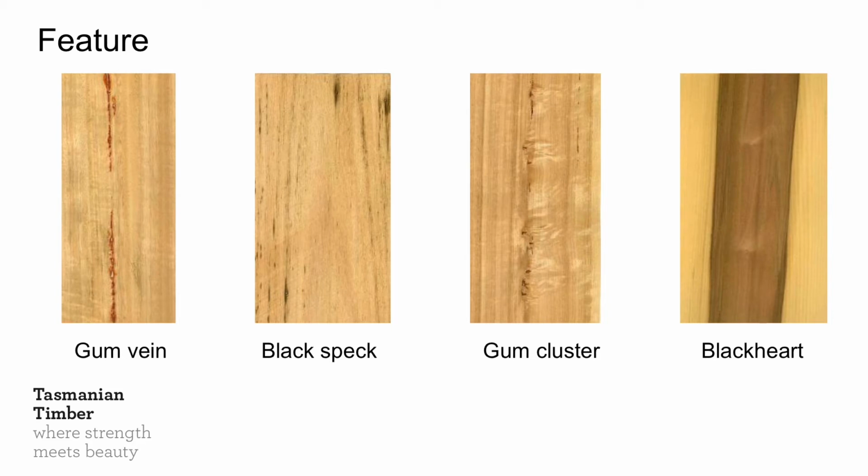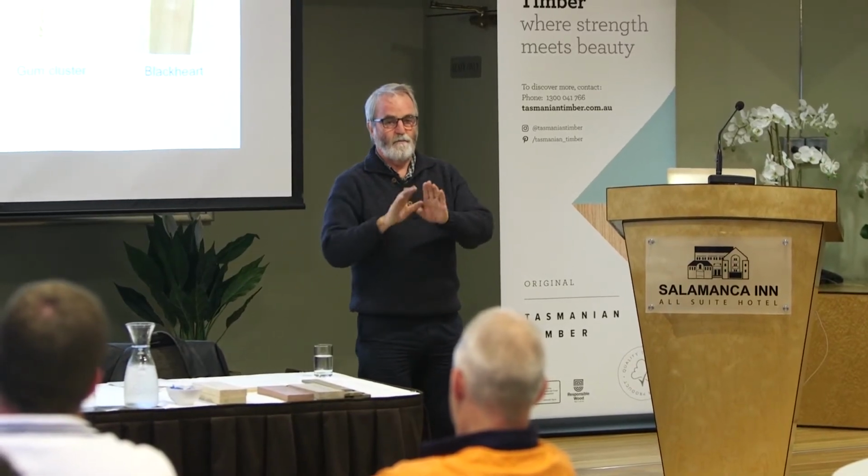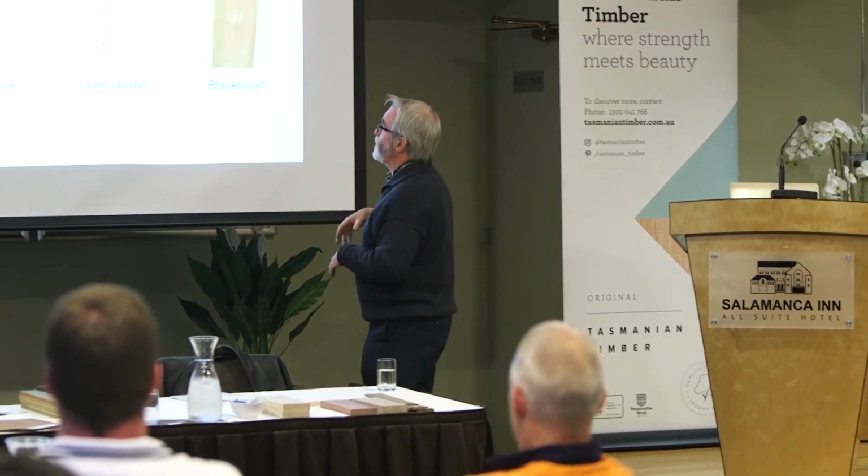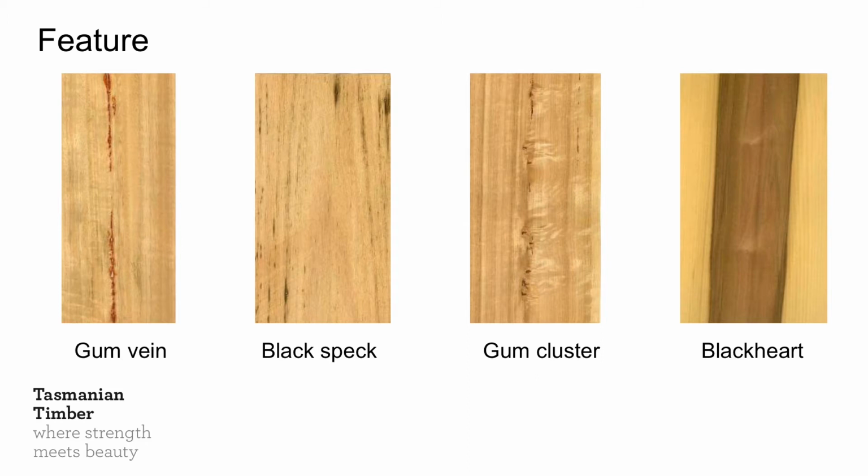here's our gum vein through here. This is the black speck I was talking about earlier on. So these marks there, they can look haphazard. If we save all the pieces in the bundle, we can then rearrange them. If we've got it in solids, we can actually match the solids up to make large pieces of furniture out of it. This is called gum cluster, where you have little growths of the wood that are forming small burls in patterns. And this one here is called black heart.